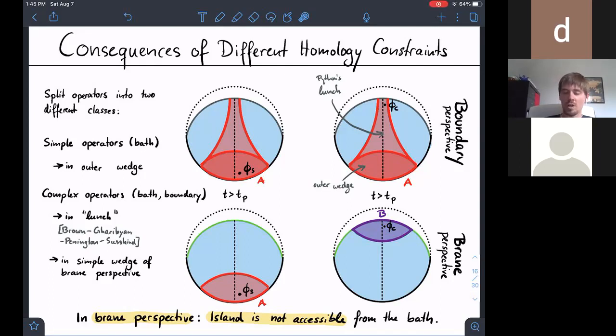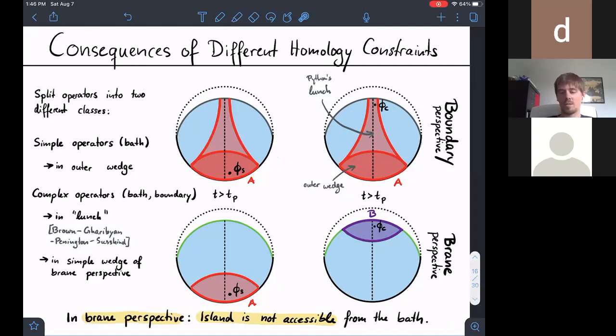So what I see here is that complex operators map non-locally, right? Initially it was encoded in region A. In the brane perspective, it's now encoded in some region B. And there's another important lesson we learn, namely that the island, this intersection up here of the entanglement wedge with the brane, is not accessible from the bath in the brane perspective, while in the boundary perspective, it is accessible from the bath.